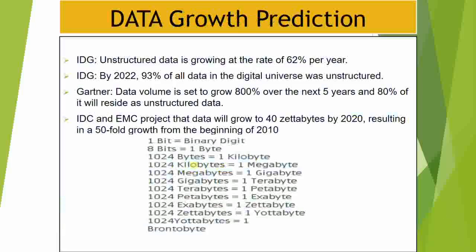So the data growth prediction, as we discussed also, the data is really growing enormously. As per the IDC, unstructured data is growing at the rate of 62% per year, and it will grow to 40 gigabytes by 2020, resulting in 50-fold growth from the beginning of 2010. And if you see below, you will see the units of data, and you can assume how big 1 gigabyte is.